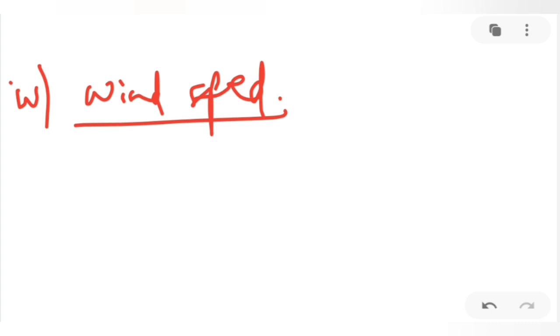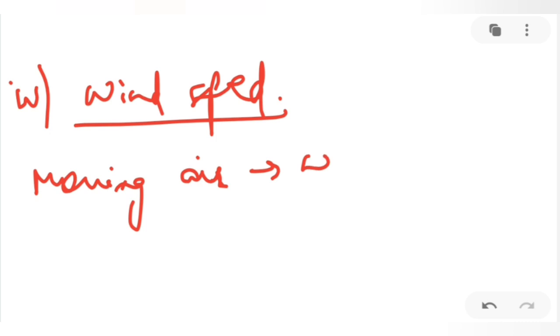All of you know what is wind? Moving air is called wind. So when the air is moving gently, that is known as wind. Now what is happening? The rate of evaporation increases with the increasing wind speed, so it is also directly proportional.